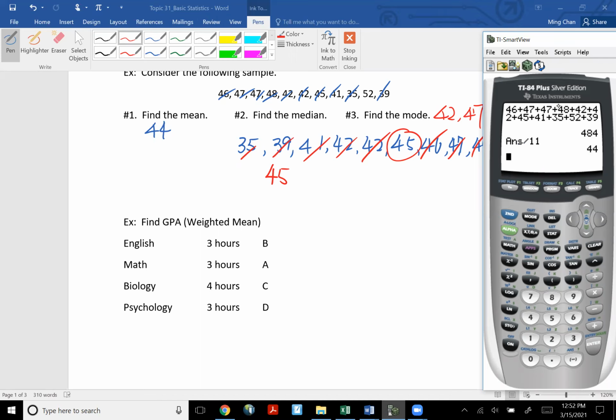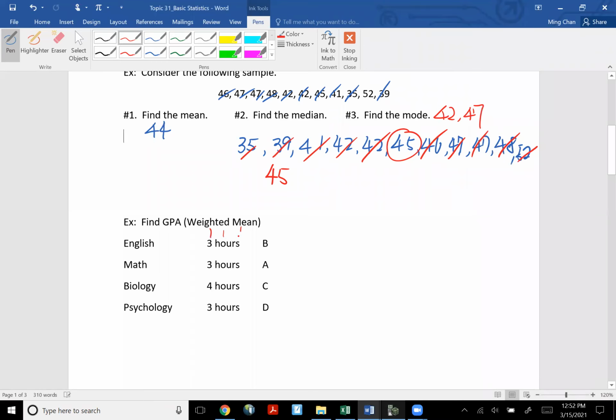So I'm going to show you how to find GPA using the weighted mean idea. An English class normally is 3 credit hours, math and psychology are 3 credit hours, biology normally is a 4 credit hour class. Your grades: we know B is 3.0, A is 4.0, C is 2.0, and D is 1.0. So when you take an English class and you made a B, what that means is every single hour, you got 3, and you have 3 hours, right?